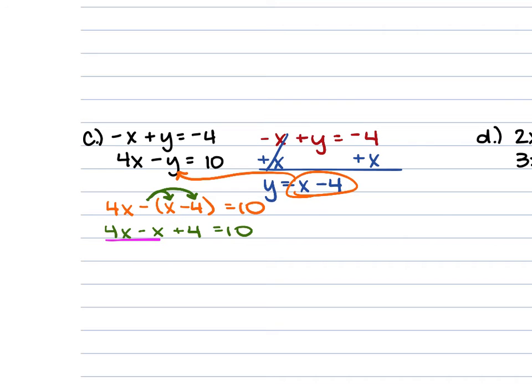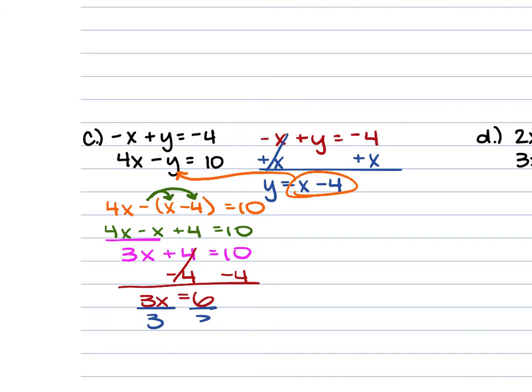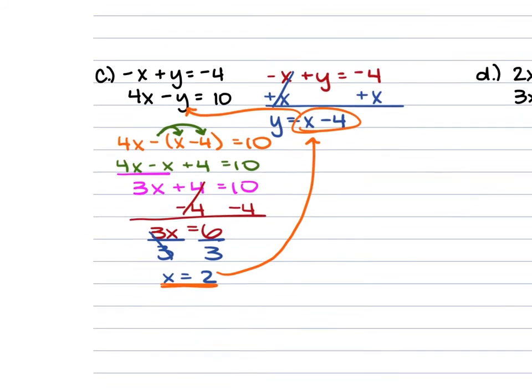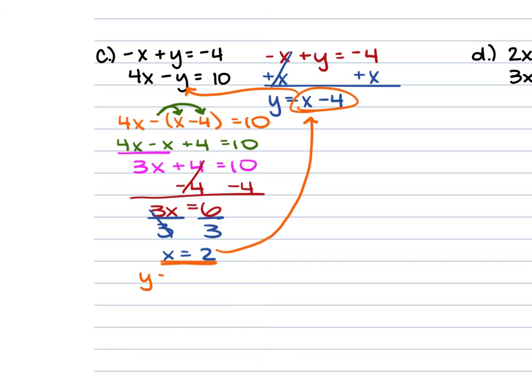I can combine like terms to give myself 3x plus 4 is equal to 10. Then I'm going to subtract the 4 from each side to get 3x is equal to 6. Then we divide each side by the 3, and we have x is equal to 2. If I have what x is equal to, I can plug it in to solve for y. So I have y is equal to x minus 4. That's going to be 2 minus 4. 2 minus 4 is negative 2. So y is equal to negative 2.